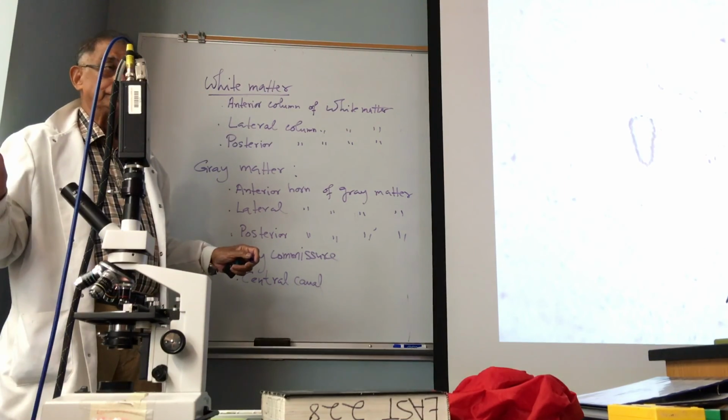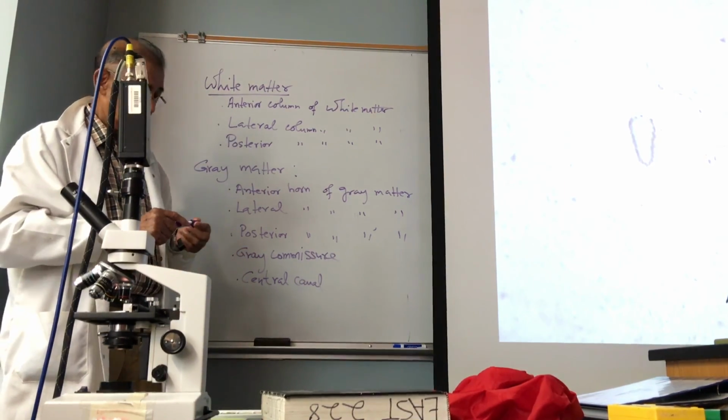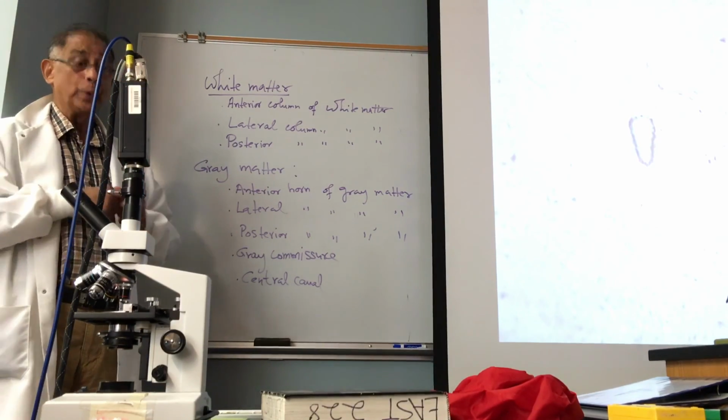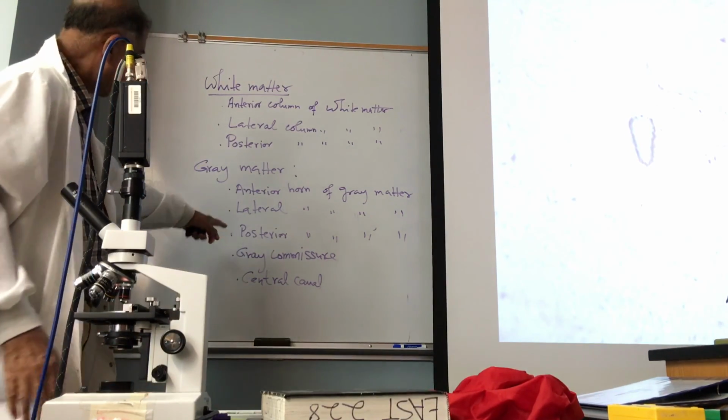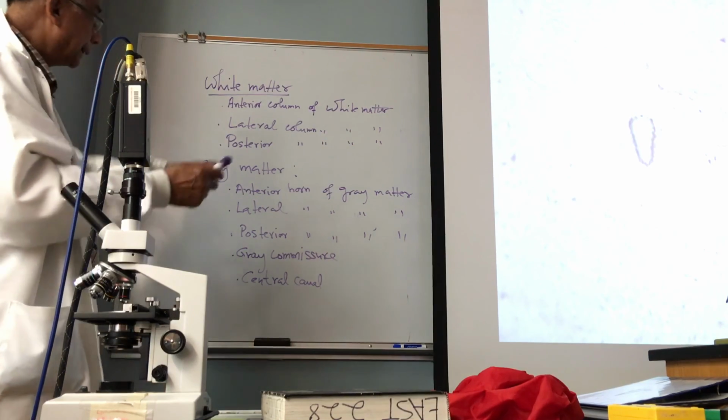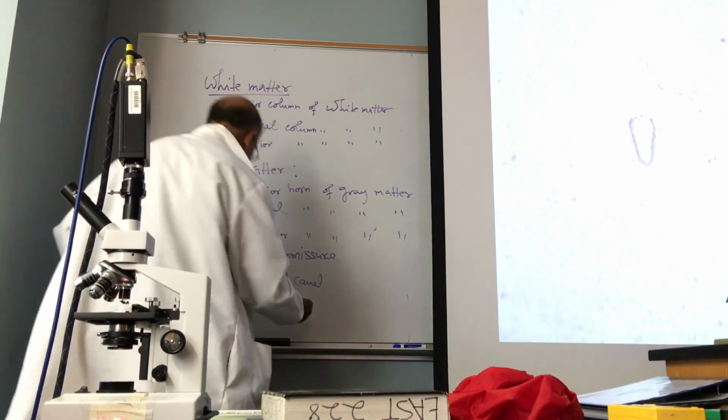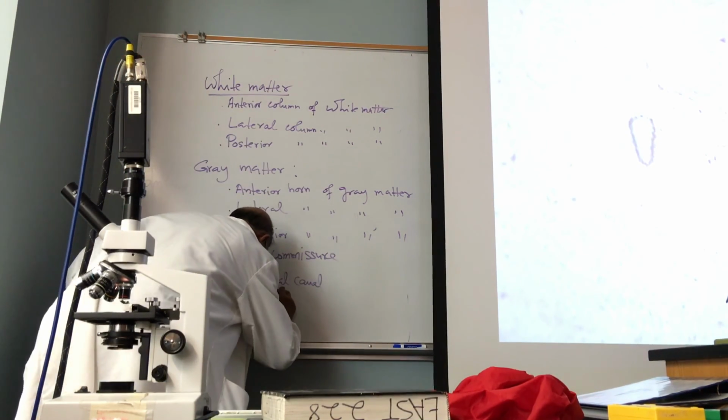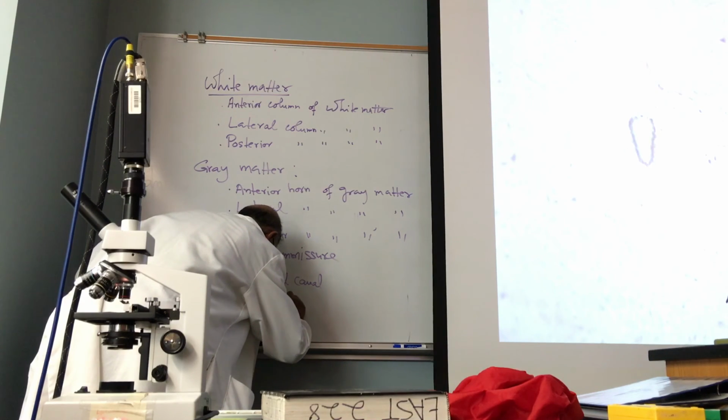That we have to know? Of course you have to know. Not only that, you have to know other stuff also. From here, central canal, in the gray matter, you will see here what? Ependymal cells.